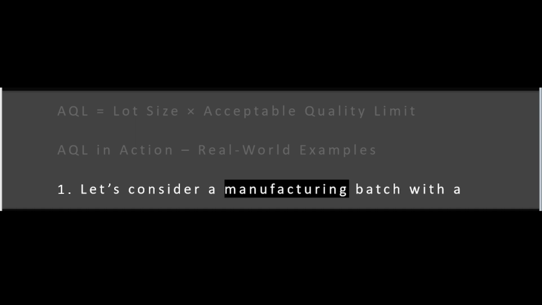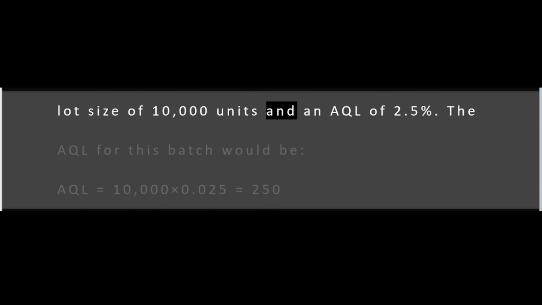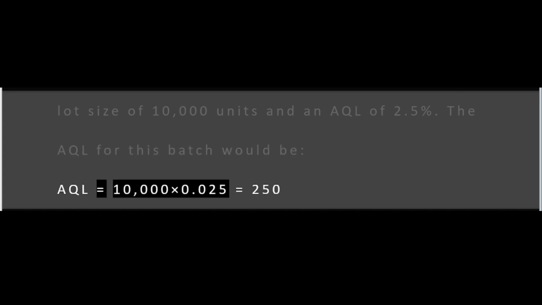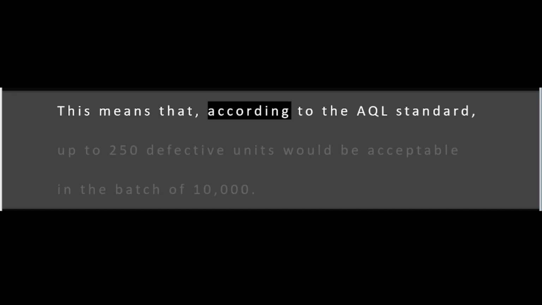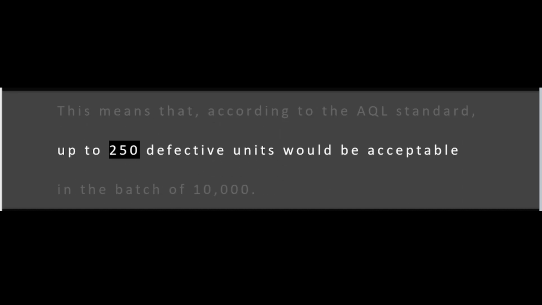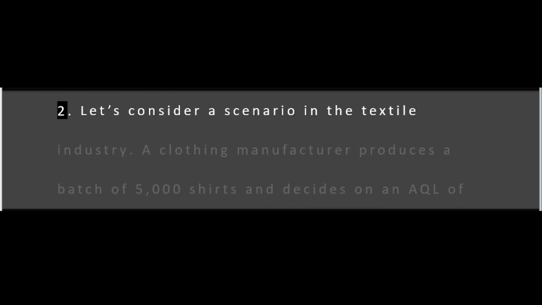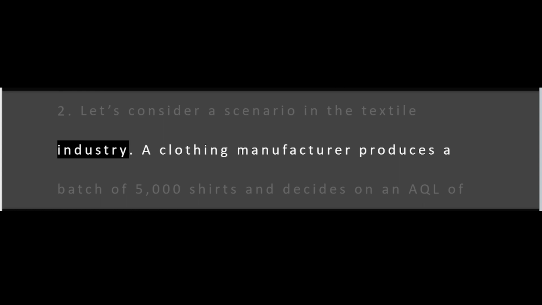1. Let's consider a manufacturing batch with a lot size of 10,000 units and an AQL of 2.5%. The AQL for this batch would be: AQL equals 10,000 times 0.025 equals 250. This means that, according to the AQL standard, up to 250 defective units would be acceptable in the batch of 10,000.